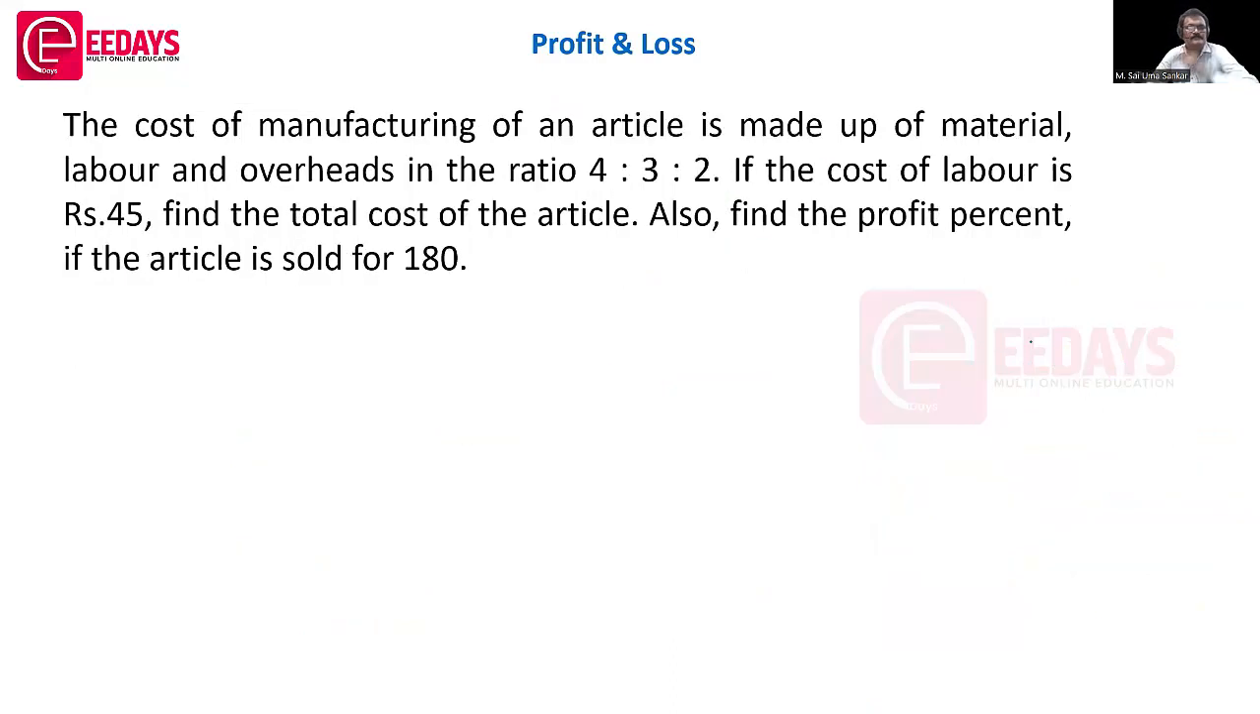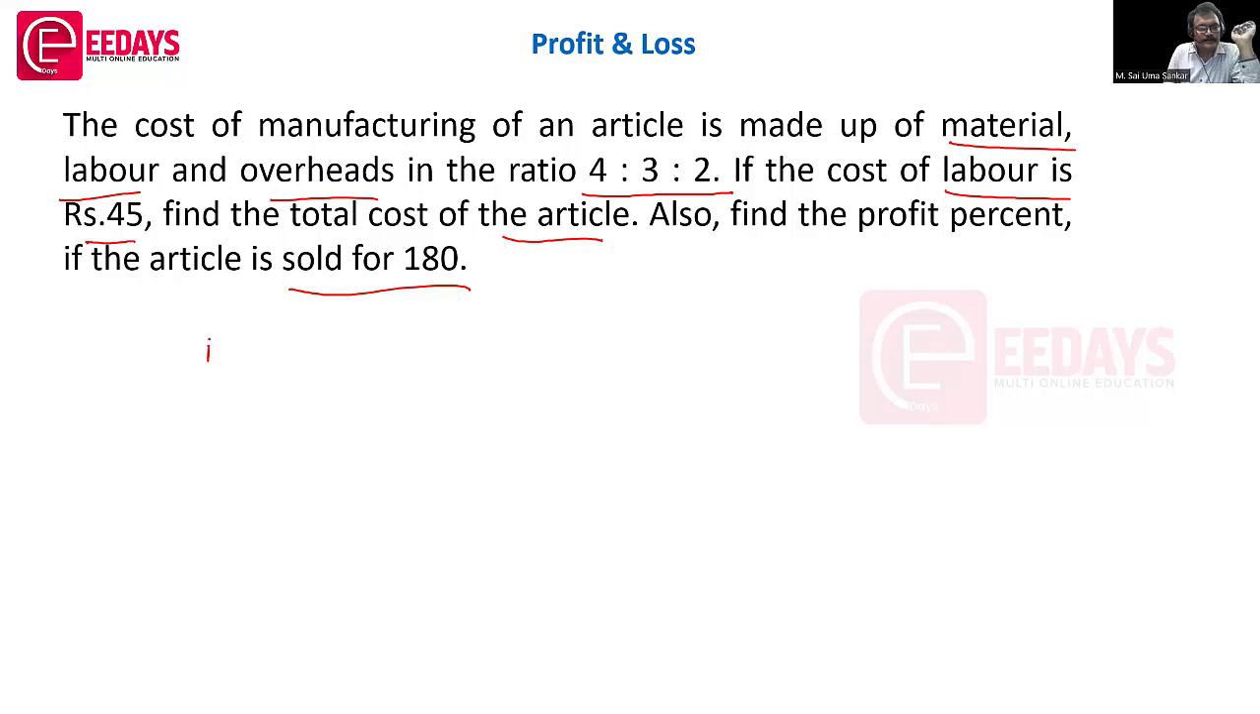Next one. The cost of manufacturing of an article is made up of material, labor, and overheads in the ratio 4:3:2. If the cost of the labor is 45 rupees, find the total cost of the article, and also find the profit percentage if the article is sold for 180.